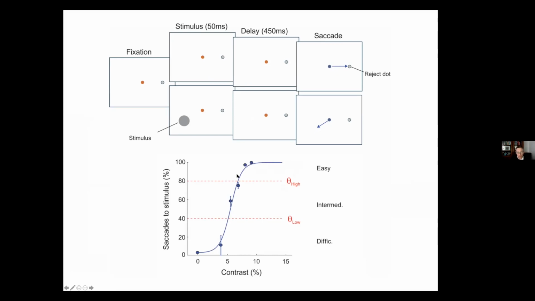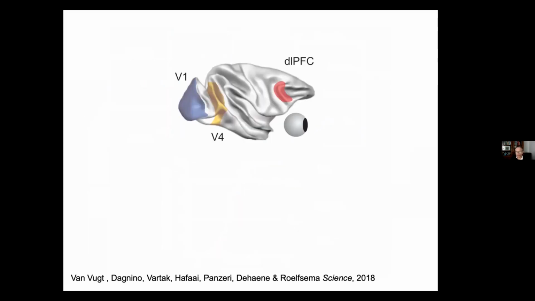And at some point, of course, accuracy drops below 80%. So above 80%, we said that is an easy stimulus. Below 80, we said it's of intermediate difficulty. And if it dropped below 40%, we said it's the difficult stimulus. And we recorded from V1, V4 with Utah electrode arrays and also dorsolateral prefrontal cortex with single electrodes.